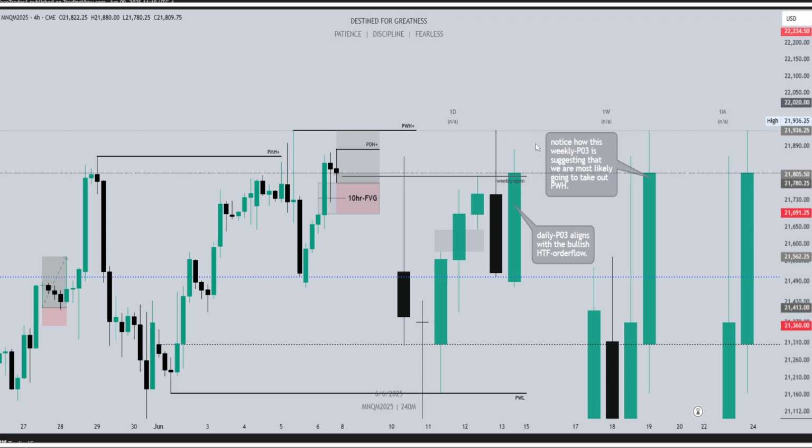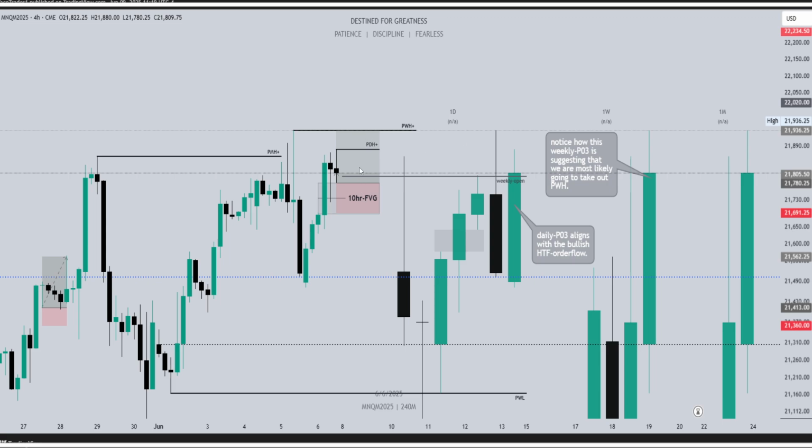The only thing that's left is to find a fair value gap on the lower time frames respective to the daily time frame that supports the bullish order flow, both on the daily time frame and the weekly time frame. And you'll notice here that there is a 10-hour fair value gap, and this 10-hour fair value gap is a busy buy side imbalance, sell side inefficiency, and it's a fair value gap that should be respected to continue higher. It's a bullish fair value gap.